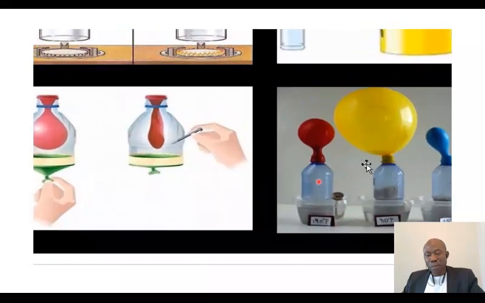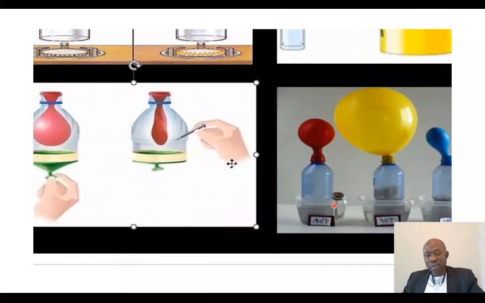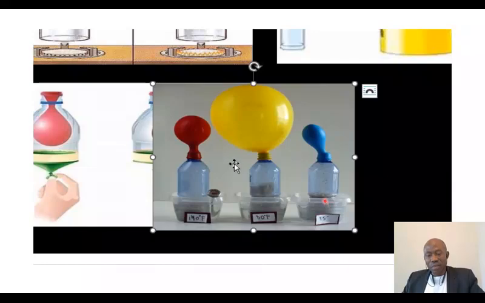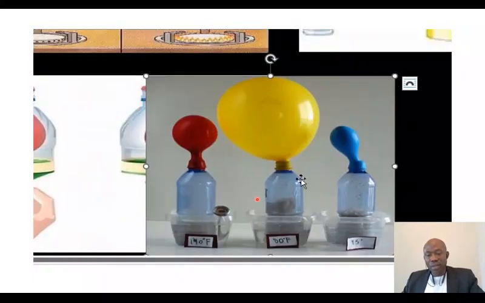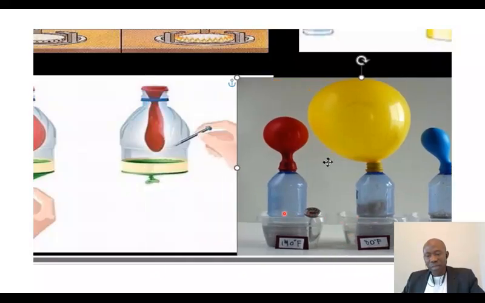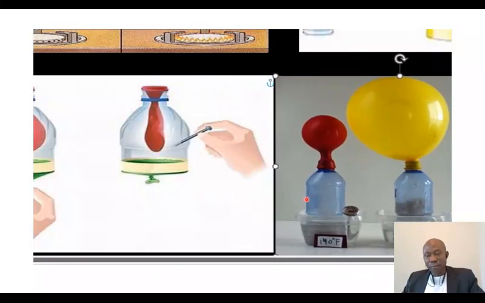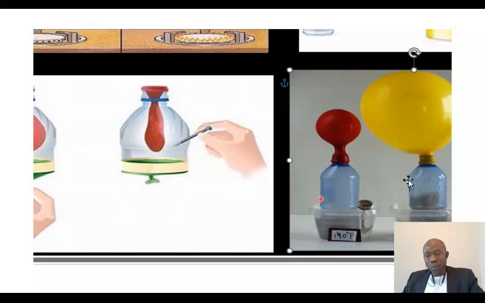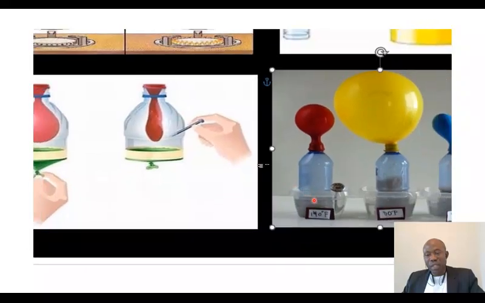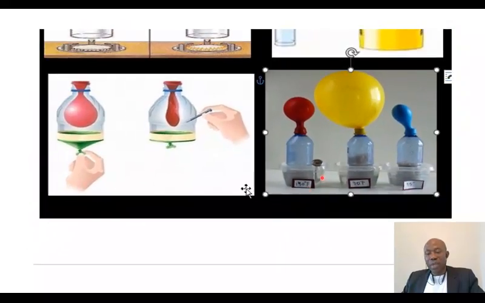Let me zoom in and see what will happen. As I zoom in, you can see what's happening here. This is 140 Fahrenheit, this is 80, and this is 45. So based on the respective temperature, the balloon increases in size according to the temperature effect on gases.